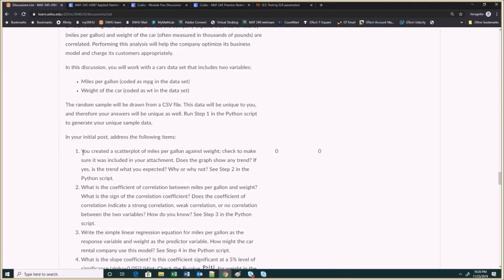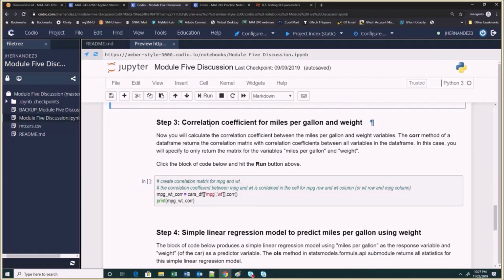So this answers the first question. The question was, you created a scatter plot of miles per gallon against weight. Check to make sure it was included in your attachment. Does the graph show any trend? If yes, is the trend what you expected? Why or why not? The third step is where we calculate the correlation coefficient.